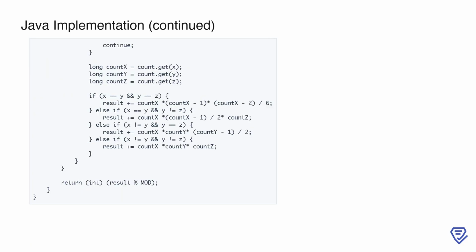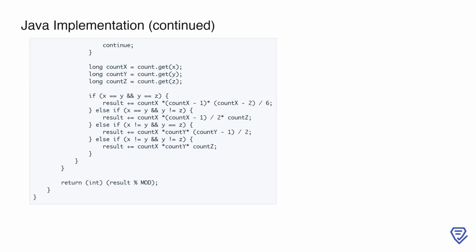Once we confirm that z exists in the count map, we proceed to calculate the number of valid triplets based on the relationship between x, y, and z. If all 3 numbers are the same, meaning x equals y equals z, we use the formula for combinations to count triplets, dividing the product of count x, count x minus 1, and count x minus 2 by 6. If only x and y are the same and different from z, we calculate combinations for x and y, then multiply by the count of z.